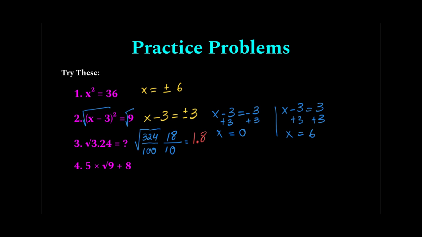Next problem, 5 times square root of 9 plus 8. Let's find the square root of 9. Square root of 9 equals 3. Let's go ahead and write that. Now we're going to be multiplying. That means 5 times 3 equals 15. And then we'll move on to adding 15 plus 8, which will equal 23.